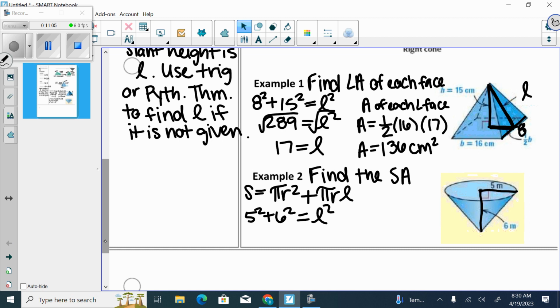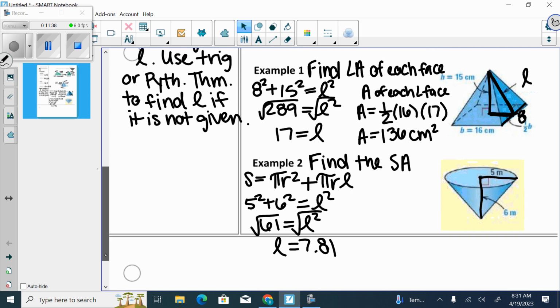What is 5 squared plus 6 squared? So we have 61 equals L squared. And to get L, we would take the square root, right? If they had asked us to keep our answer exact, we would keep L as square root of 61 since there is no perfect square root, but they didn't say it has to be exact. So we can estimate approximately what the square root of 61 is. What would we say that is? Yeah, that works. So the slant height is 7.81.